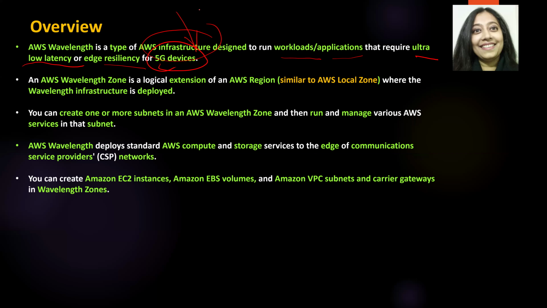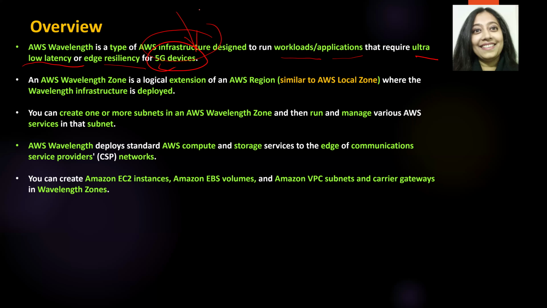Now, what is an AWS Wavelength Zone? If you know what an AWS Local Zone is, a Wavelength Zone is very similar to your Local Zone. It is nothing else but an extension of your AWS region. And the difference between a Local Zone and a Wavelength Zone is that although both of them are extensions of an AWS region, an AWS Wavelength Zone is where you deploy your AWS Wavelength infrastructure.